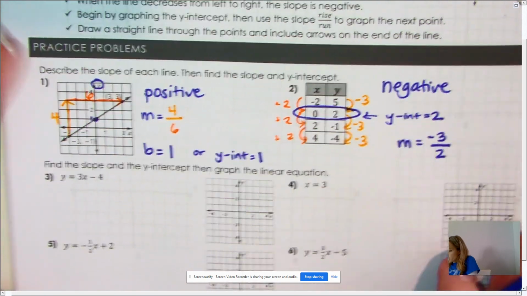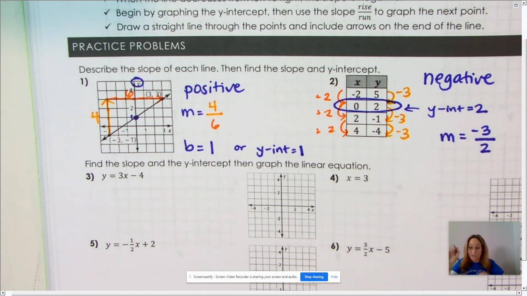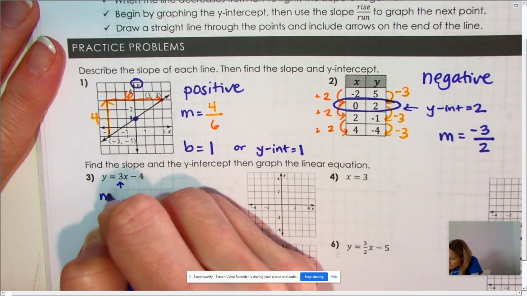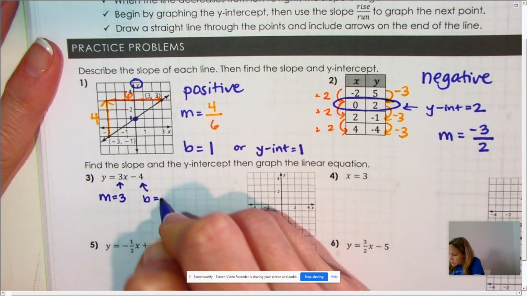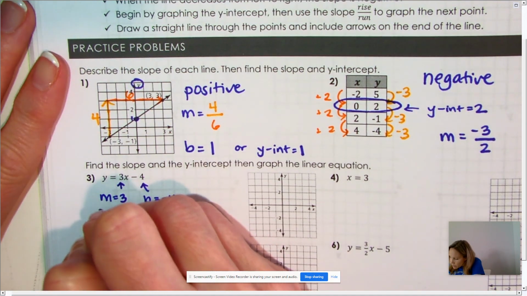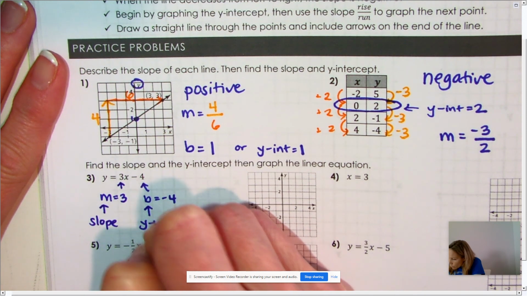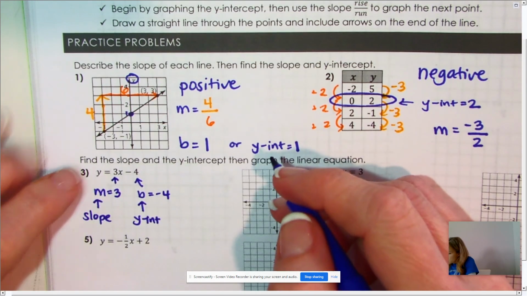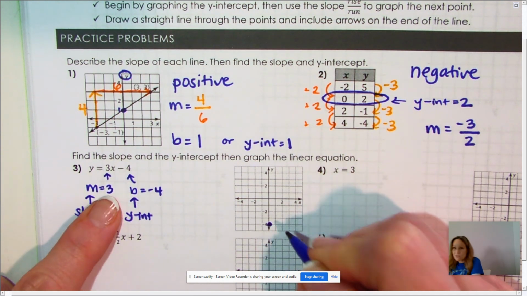Okay, question number 3 says find the slope and y-intercept and then graph it. This is, let me just tell you, we're not going to really do very much math at all except for counting. Okay, so here's the slope. So m equals 3, that's the slope. And then this right here is the y-intercept, b equals negative 4. And so if you guys want, you can use the words slope and y-intercept, or you can use the letters that represent those. Either one is fine with me. And then we're going to go ahead and graph those. So for the y-intercept, we're going to put it at negative 4. And then the slope is 3.